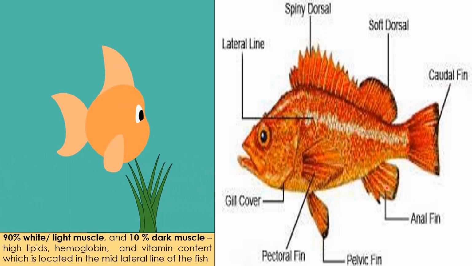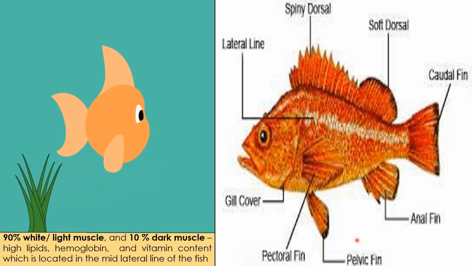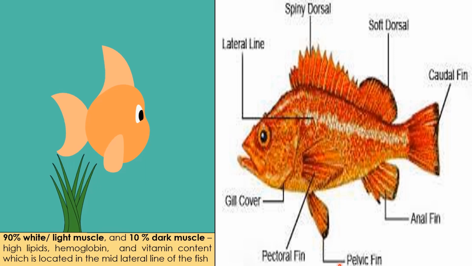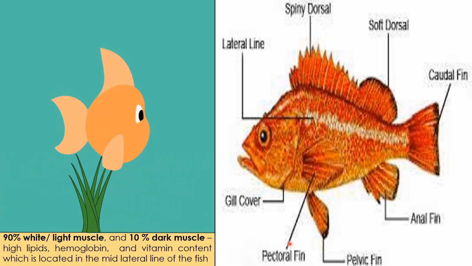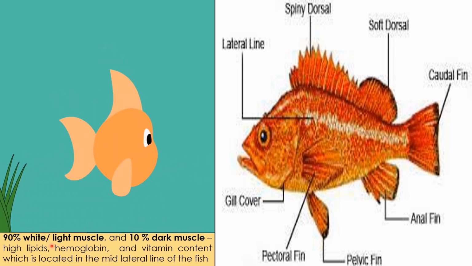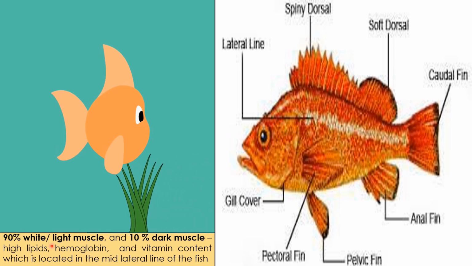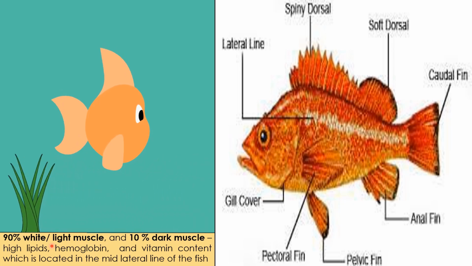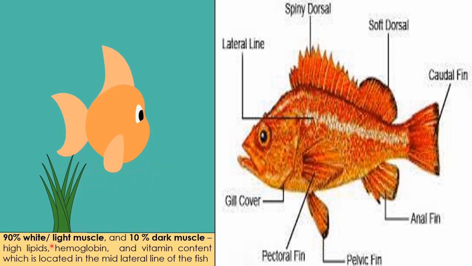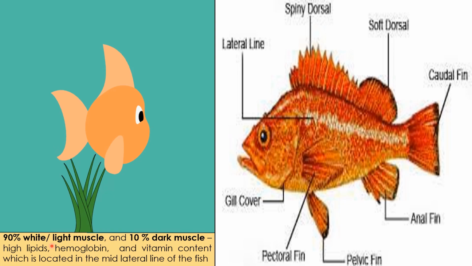This part is what we call anal fin. This part is called pelvic fin. And the last part is called pectoral fin. Now remember, fishes have 90% white or light muscle and 10% dark muscle. High lipids, hemoglobin, and vitamin content, which is located in the mid-lateral line of the fish.